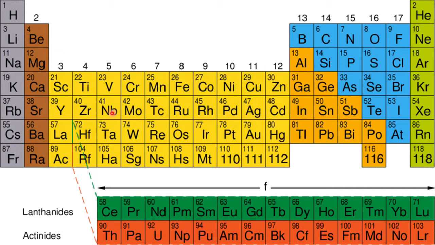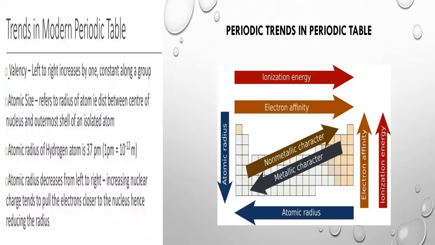So totally how many periods do we have? 1, 2, 3, 4, 5, 6, 7 periods are there. How many groups? 18 groups are there. And these bottom members are actually placed here only. Why are they brought to the bottom? We'll learn in higher classes. They are placed at the bottom of the periodic table for the aesthetic sense, the beauty of the modern periodic table. Now let us study what is there in the modern periodic table.